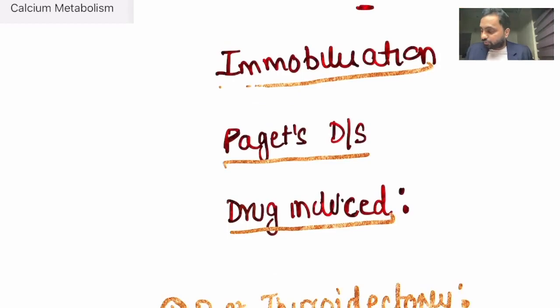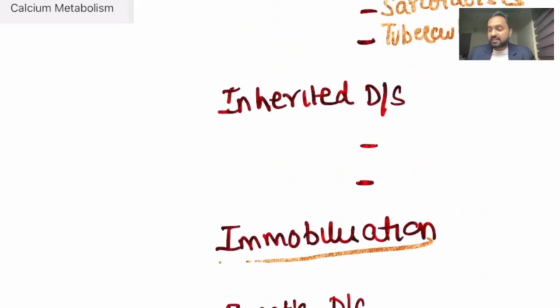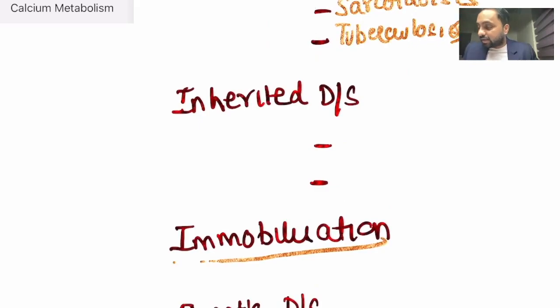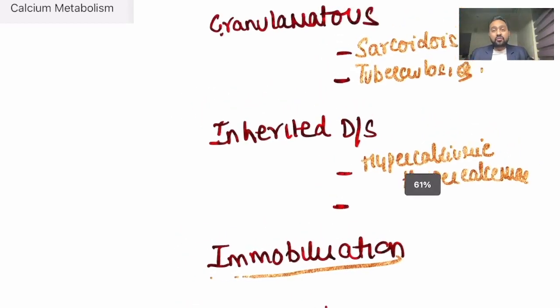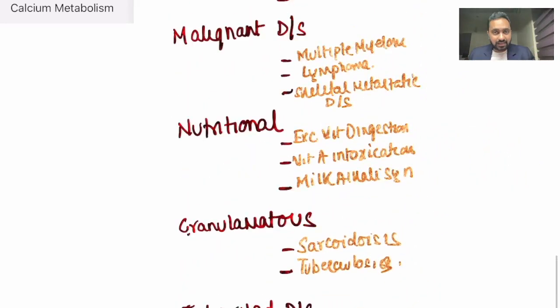And then you have immobilization, Paget's disease, and drug induced. In drug induced you have lithium, right? So in inherited disease, sorry, I forgot to write it, it is hypocalciuric hypercalcemia. So these are a few of your causes of hypercalcemia.